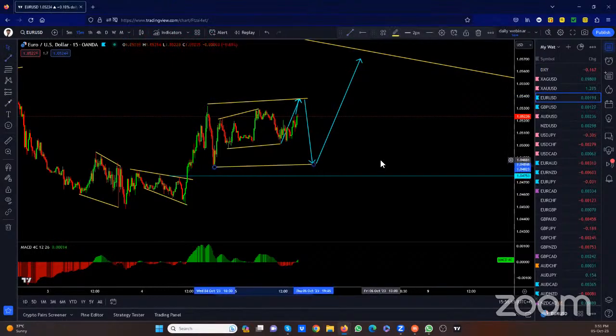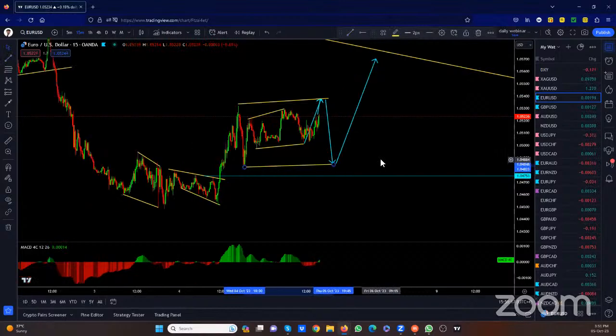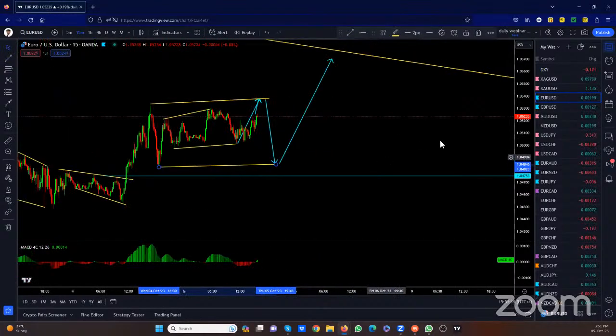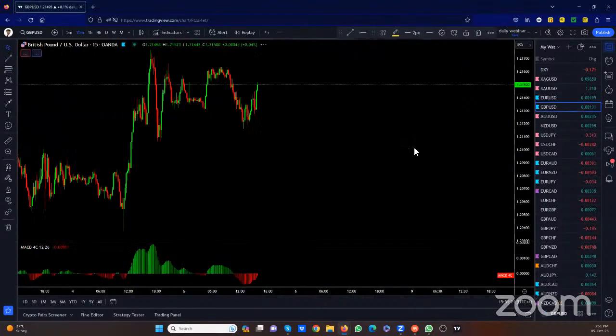And then upside. So let's see if we get that trade, right? We don't have any trade set up in it. There's nothing to go there. Same thing with the pound.